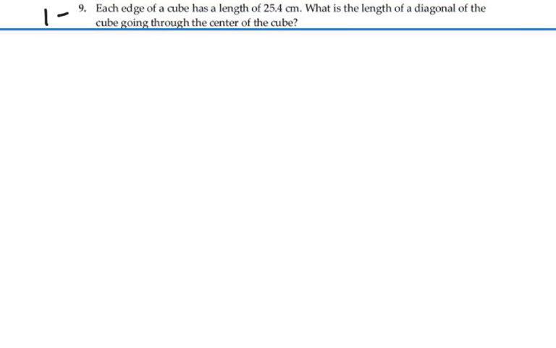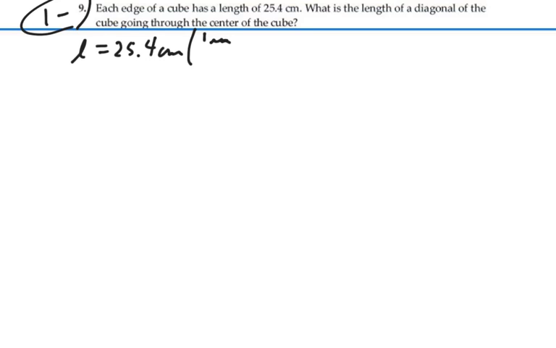Here's problem 1-9. Each edge of a cube has a length of 25.4 centimeters. What is the length of a diagonal of the cube going through the center of the cube? So we have a length of 25.4 centimeters. That's rather convenient because we know that there is 1 inch per 2.54 centimeters.